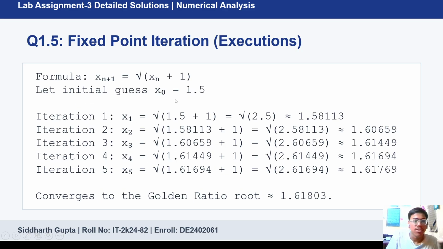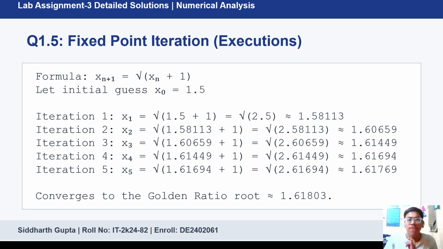Now we will just take a guess and put in these values. So first we put the value of x0 is equal to 1.5 here. The answer x1 comes around 1.58, 1.6. Now this x1 will be put in for x2, then this x2 will be put in x3, this x3 in x4, and this x4 in x5. And finally, in 3 to 5 iterations, it will converge and the answer will come somewhere around 1.6180.